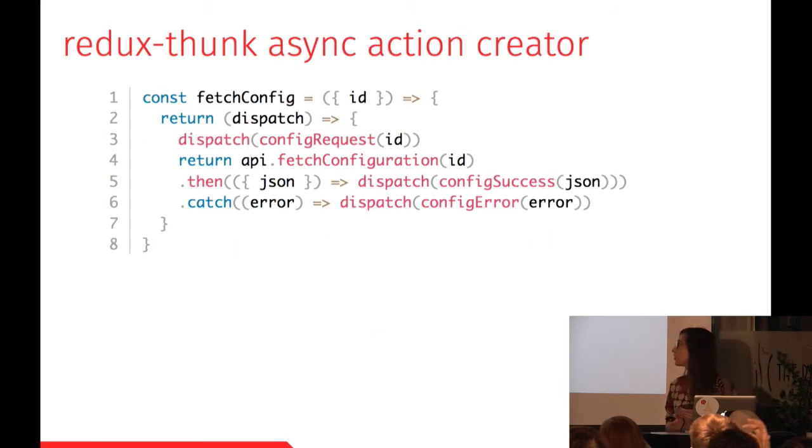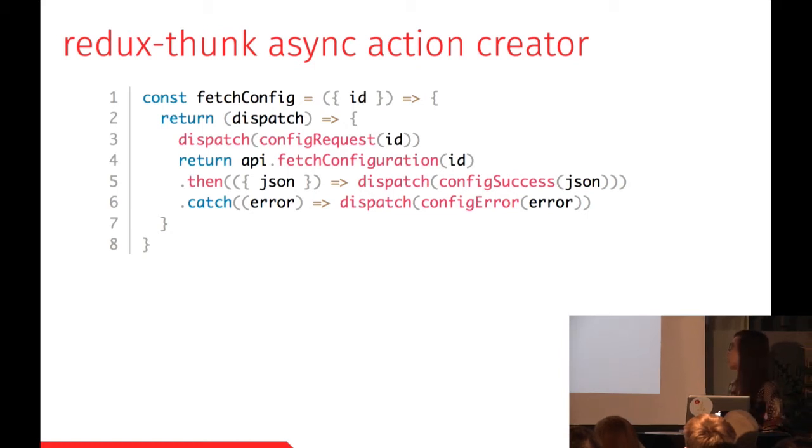Okay, so let's take a look at an example of an asynchronous action creator that is responsible for performing asynchronous requests. As you can see, we do not return a simple object anymore. We return a function. And this function first dispatches our pending action, the config request, which passes an ID. And then after performing the API call, it dispatches a success action on success and an error action on error.